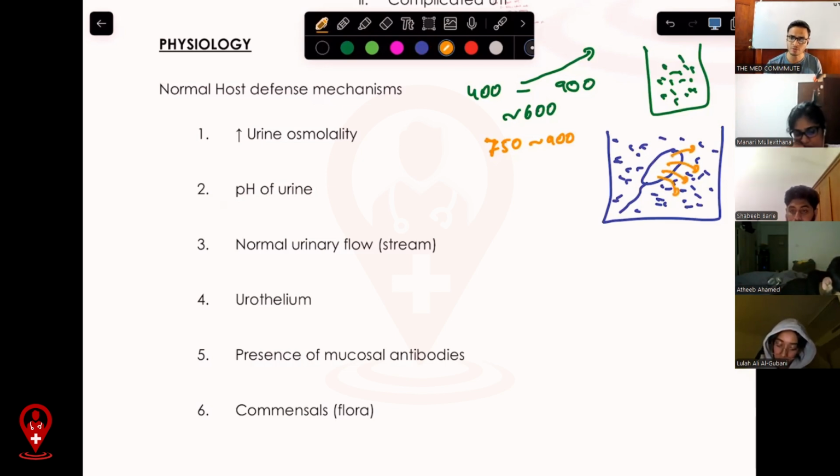When the bacterium loses water, what happens? The cell size reduces, the cell division rate reduces, the bacterial colonization, we call it the biomass of the bacterium, reduces, and their overall survival drops. So this is one protective mechanism, because our normal urine concentration we maintain around 400 to 900, and around 600 on average.